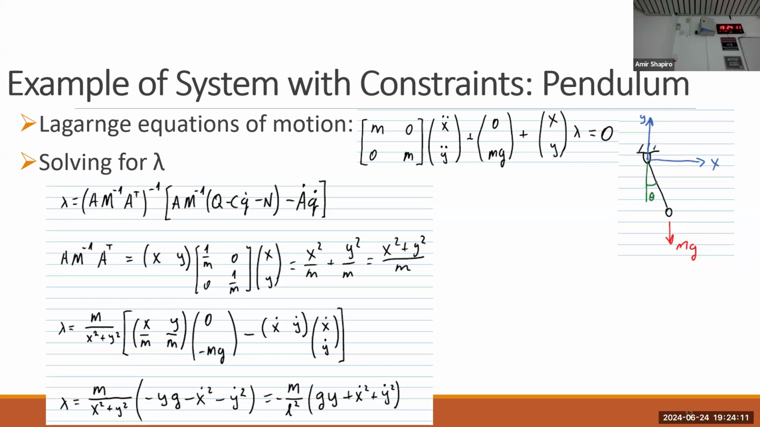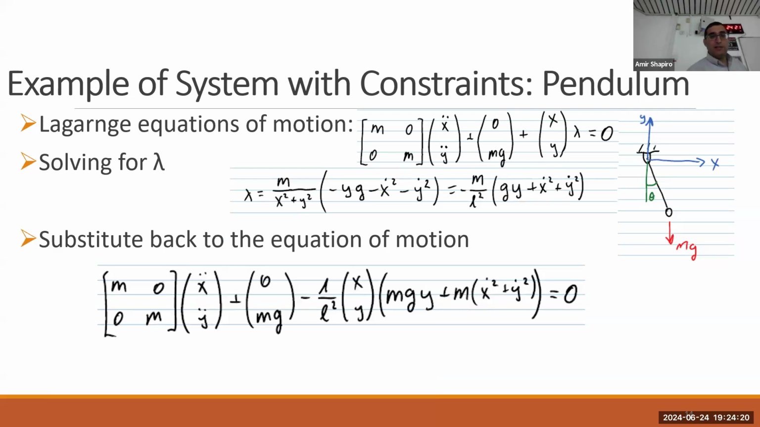So we solved for lambda, and then we can substitute it back into the equation of motion. We had the lambda here. We solved for lambda, so we can substitute it back, and now we have the equation of motion only with x and y and x dot and y dot, and x double dot, y double dot. And we can integrate this and find how the particle is moving in x and y.